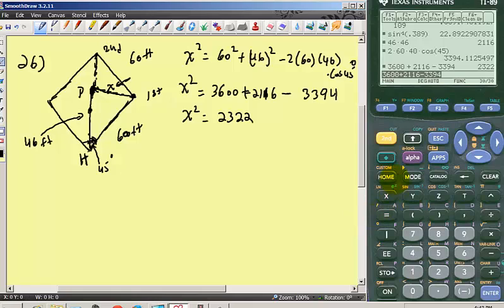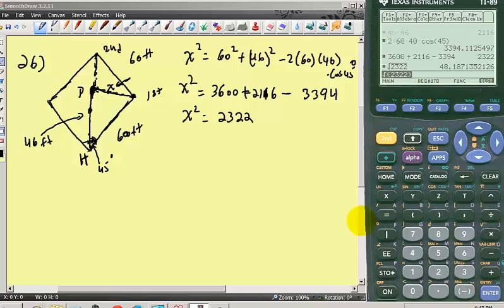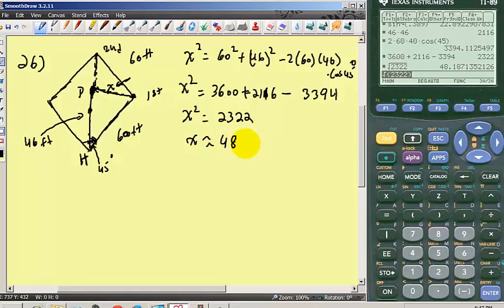2322. I'm going to take the square root of that. So square root of 2322, and then we're going to hit enter, and that turns out to be X is approximately 48 feet. So that's 48 feet. We found that, so that's one of our answers.